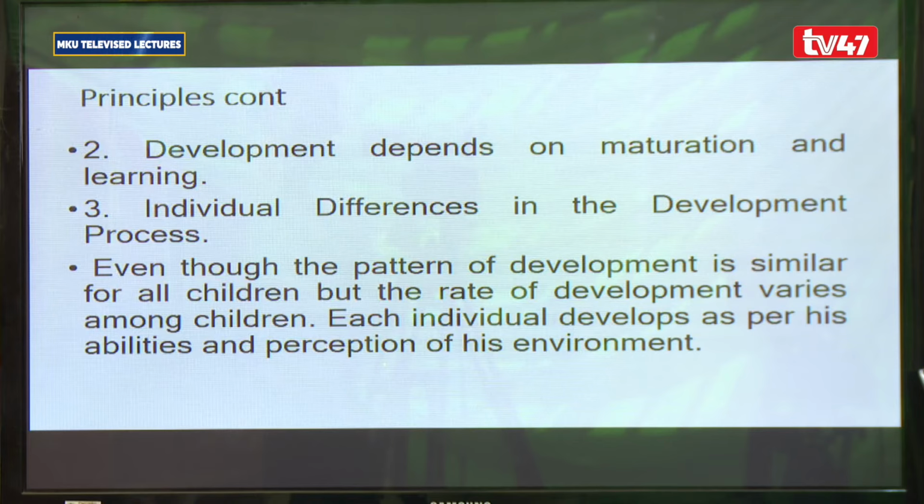Number 3, we have individual differences in development. Now, people don't develop in the same way, even if they are born the same day, because each person is unique and they develop along their own different path. And that is why we are saying that each individual develops as per his abilities or perception of his environment and, of course, his genetic plan. So we have individual differences there. We don't develop the same way.